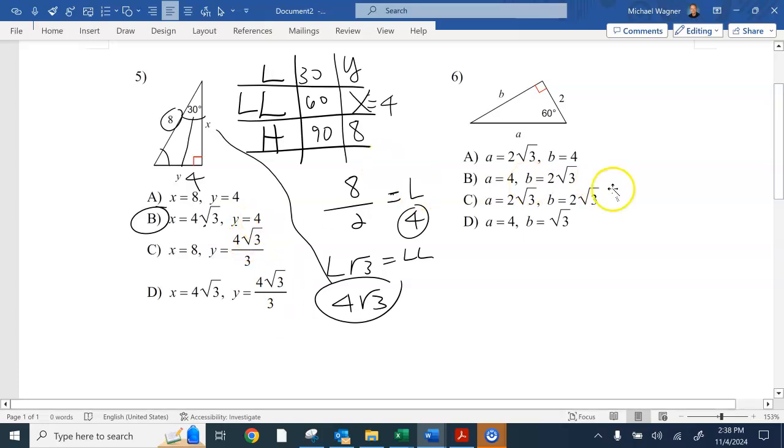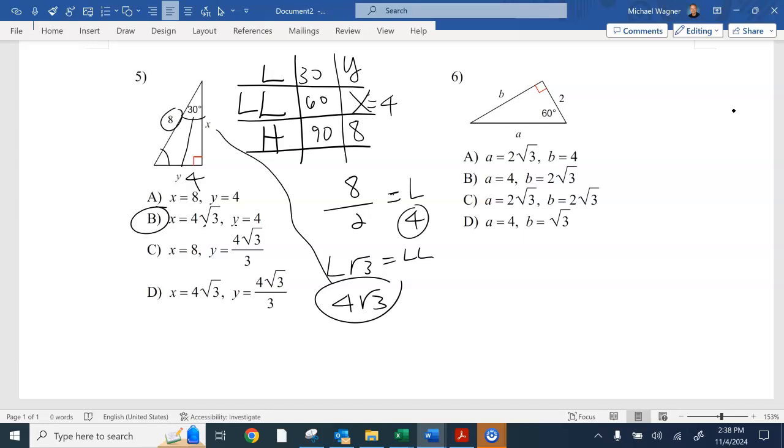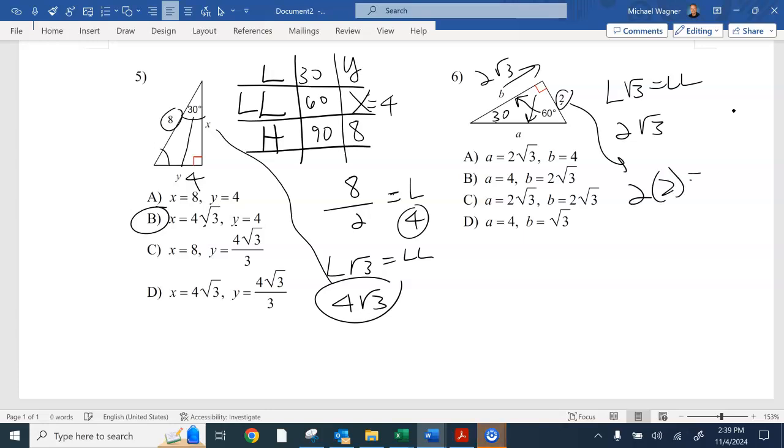Okay. All right, good. So number 6, if you haven't tried it, try it and pause it and come back. But if you tried it, basically same thing, right? So you got 60. Let's see, we got 2. Well, 60 corresponds to that side. So that would be the 30 over here. This is your hypotenuse. So if we've got the 30, remember the short leg times root 3 equals the long leg. So 2 times root 3 is equal to the long leg, which is b, 2 root 3. And then the hypotenuse is 2 times 2, so that's just 4. Okay, so hypotenuse is going to be 4, and the long leg is 2 root 3, and that's all there is to that one.